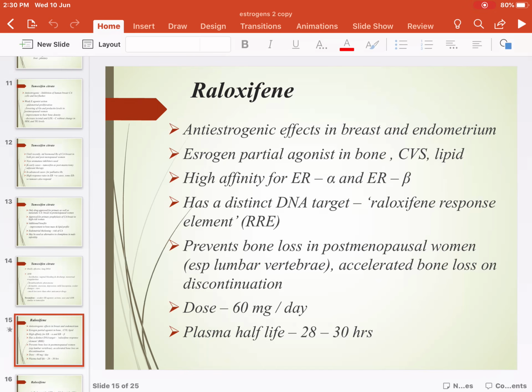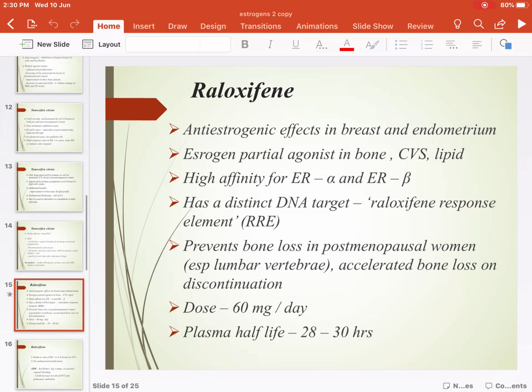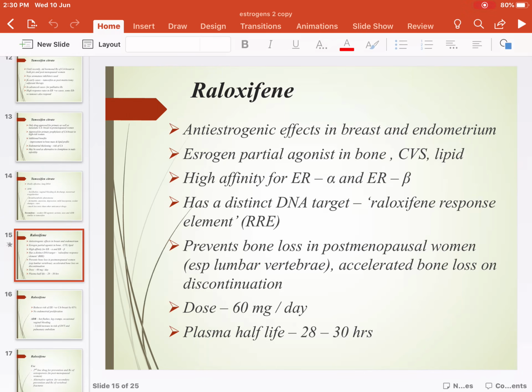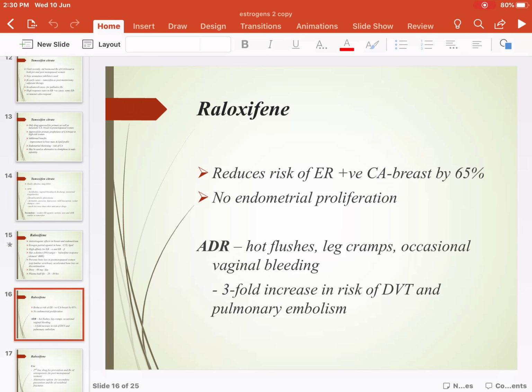Where do we use it? It can be used for prevention of bone loss in postmenopausal women. It is one of the lines of treatment for osteoporosis in postmenopausal women. Not only for CA breast or CA endometrium, it can also be used for osteoporosis. So it reduces the ER positive.